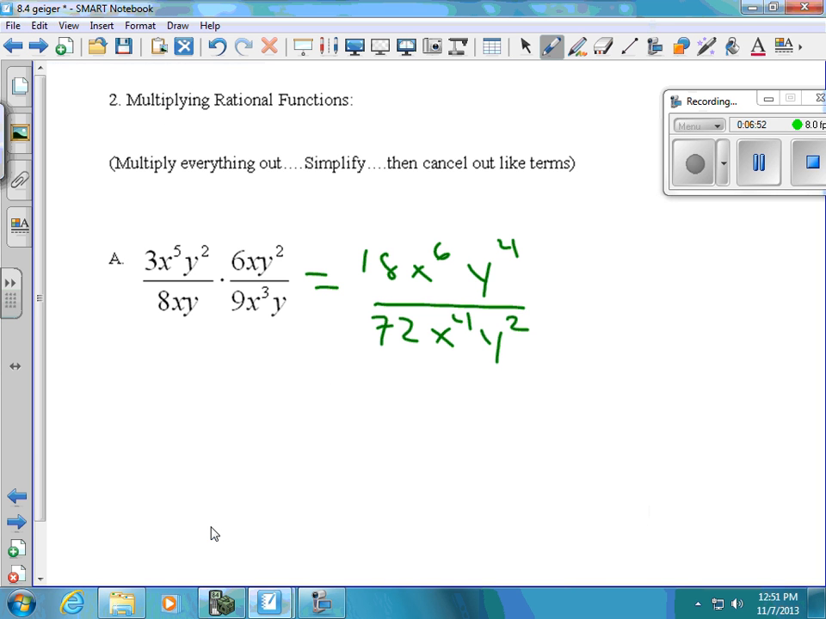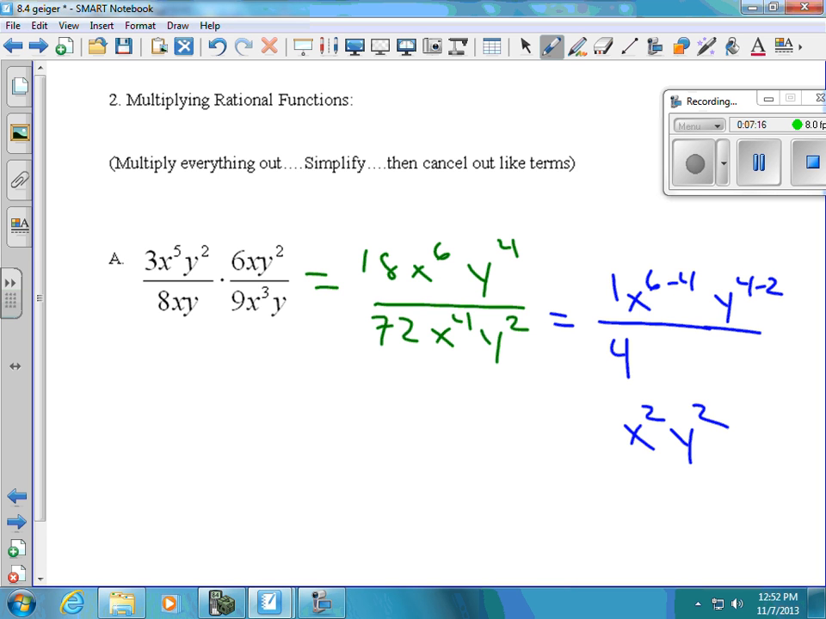So this is 1/4. And then x to the 6th over x to the 4th. We subtract the denominator's exponent from the numerator. And for the y's, y to the 4 minus 2. So we end up with 1 x to the 6 minus 4, which is 1x squared times y squared over 4.